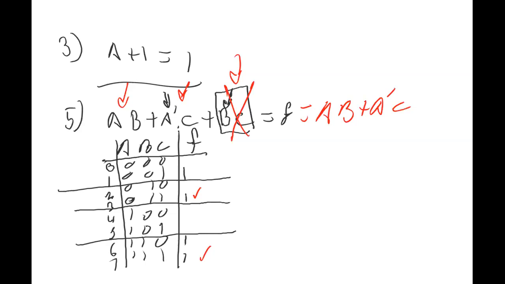So, Professor? Yeah. So the reason why we got rid of BC was because it just gave us answers that we already have? Yep. It didn't help us to fill out the truth table with any additional ones. Therefore, BC must have been redundant. Okay, thank you.